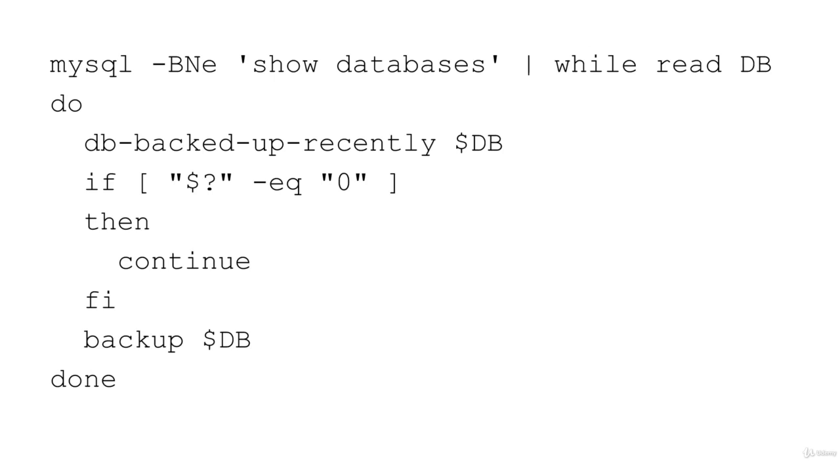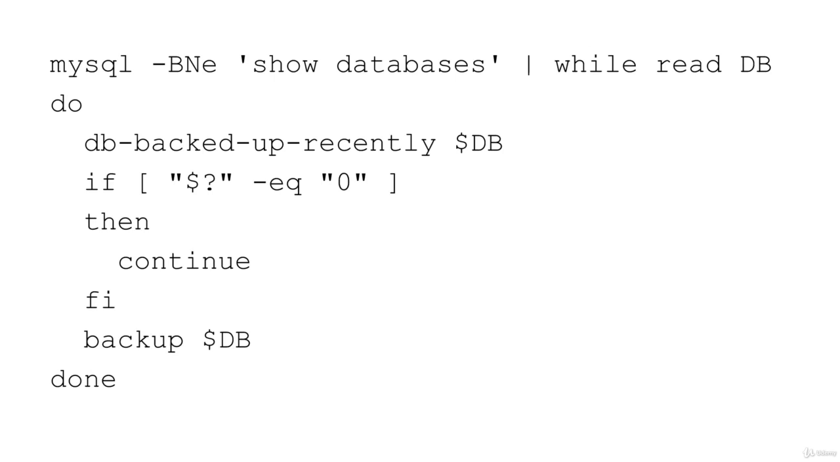The -B option to MySQL disables the ASCII table output that MySQL normally displays. The -N option suppresses the column names in the output. This prevents the header from being displayed. Finally, the -E option causes MySQL to execute the commands that follow it. Ultimately, this MySQL command lists one database per line of output. That output is piped into a while loop. The read command assigns the input to the db variable.